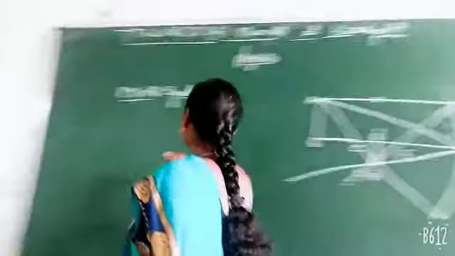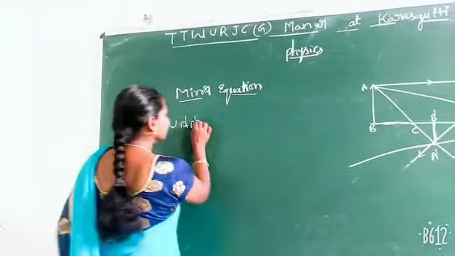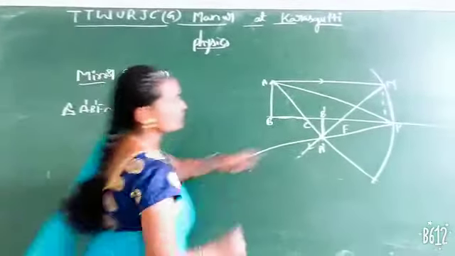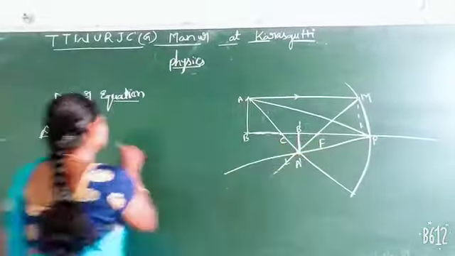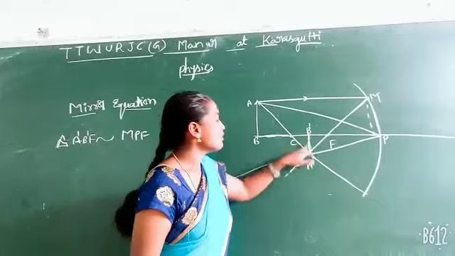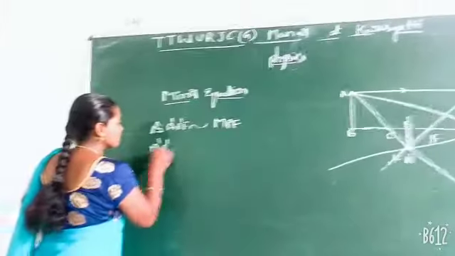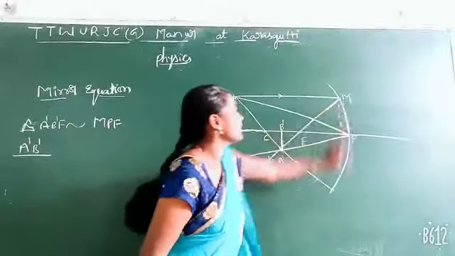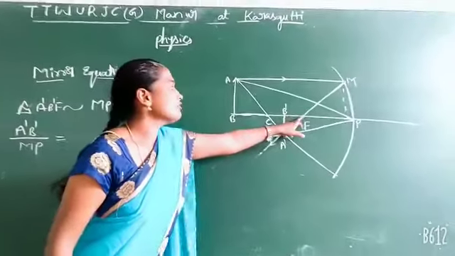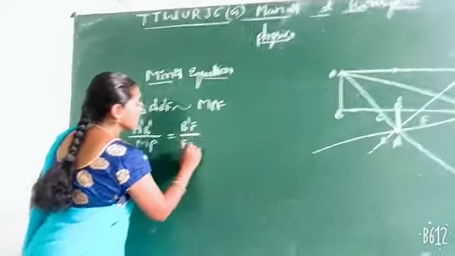So write down triangle A dash B dash F is similar to triangle MPF. If these two triangles are similar, we can write the equation A dash B dash by this side is similar to this side, that is MP, which is equal to B dash F by FP.